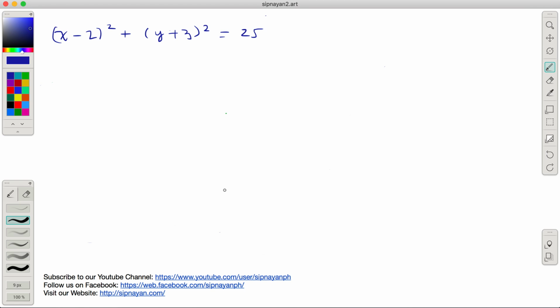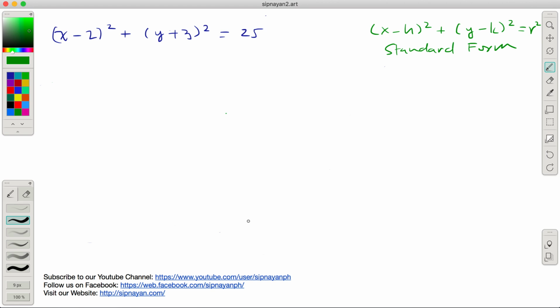So dito, i-introduce ko sa inyo ang another form ng equation ng circle. Kasi yung nakikita nyo ang tawag natin dito ay standard form. So, of course, in general, ang standard form ay (x minus h) squared plus (y minus k) squared equals r squared. So this is called the standard form of the equation of a circle.